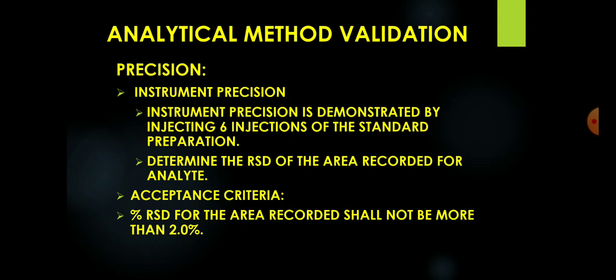Second comes instrument precision. This is the first part of the precision study. In instrument precision, we need to do 6 injections of the standard preparation, and we need to record the area of the analyte. Acceptance criteria for instrument precision is that the percentage RSD of the area recorded shall not be more than 2%.